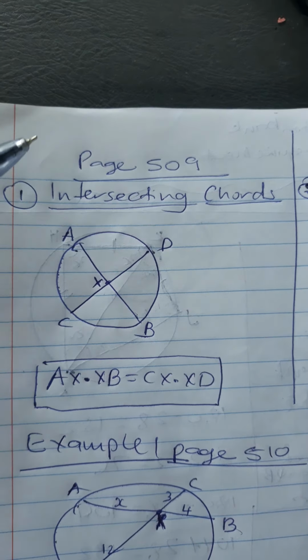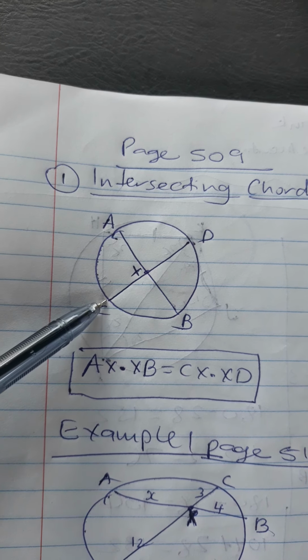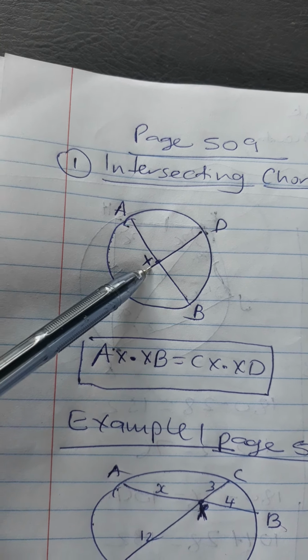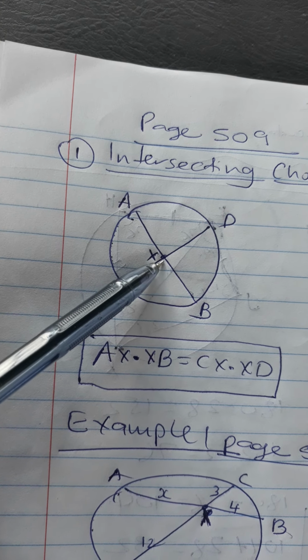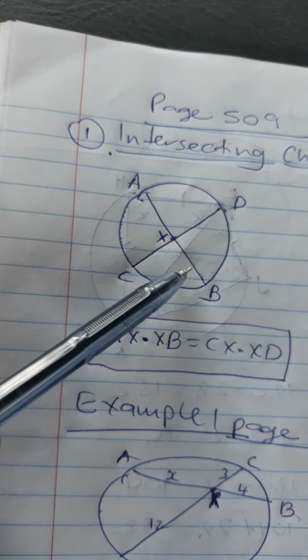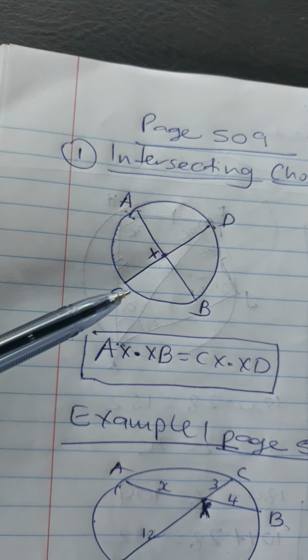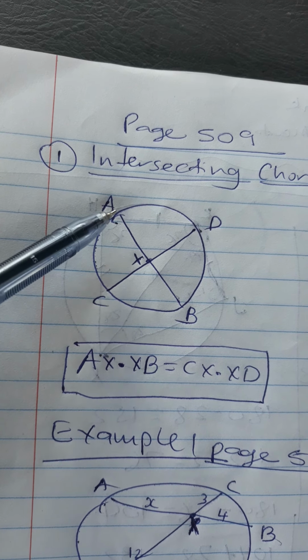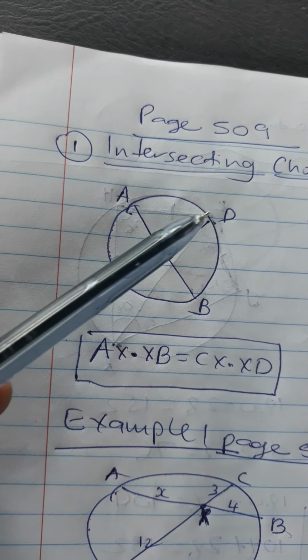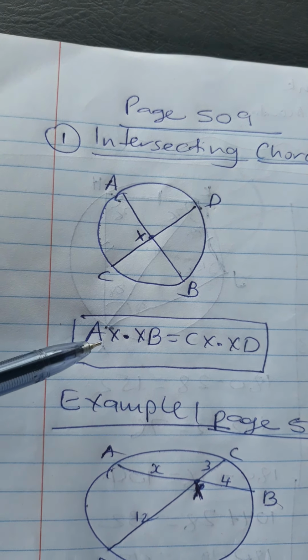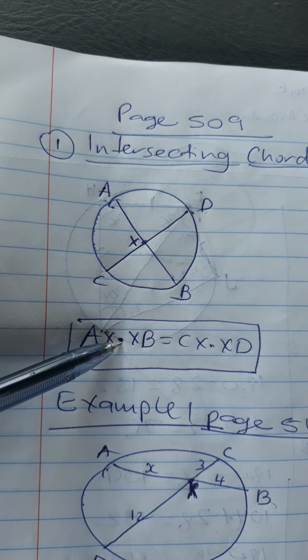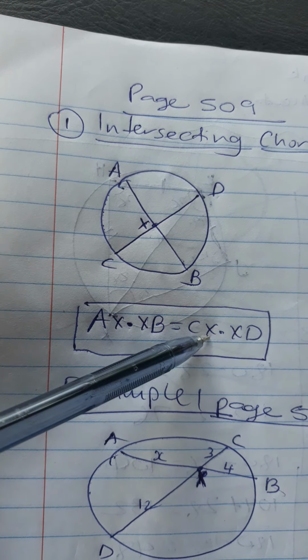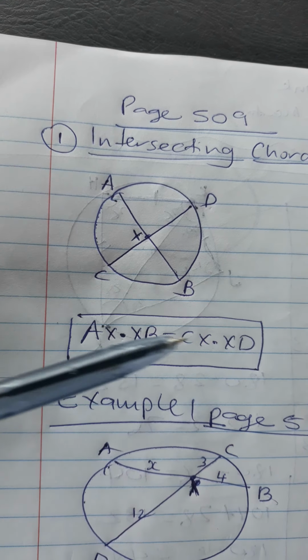Intersecting chords is when two chords are intersecting inside the circle. Keep in mind they are not crossing at the center. This is not the center, it's just the intersection point for the two chords. So for the formula, I've labeled the ends of the chords as A, B, C and D, and the formula is AX times XB is equal to CX times XD.